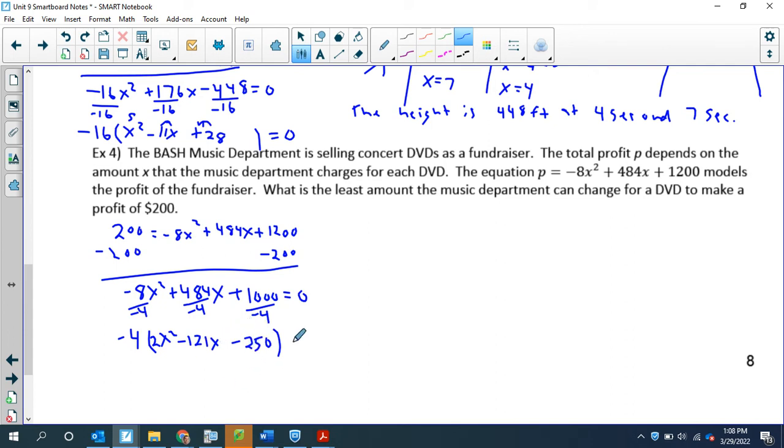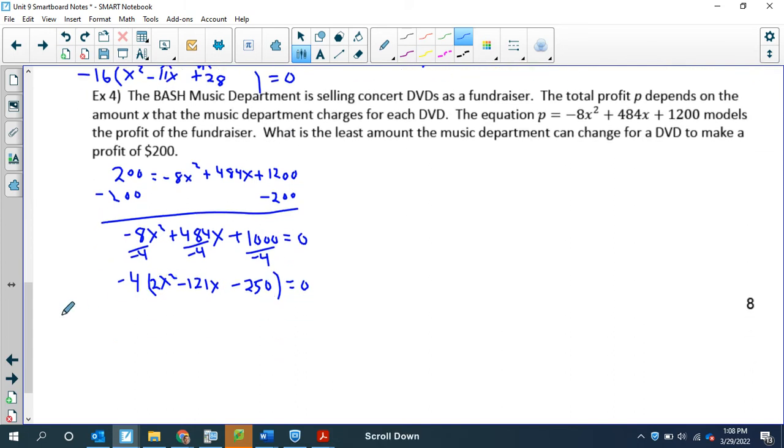And now I have to factor that. Well, I can't do SAM because there's a 2 in front. So I'm going to have to do our slide divide bottoms up. So I'm going to write this as negative 4. I'm sliding that 2 over. So I get x squared minus 121x minus 500. And so I'm saying what multiplies to negative 500 and adds to negative 121.